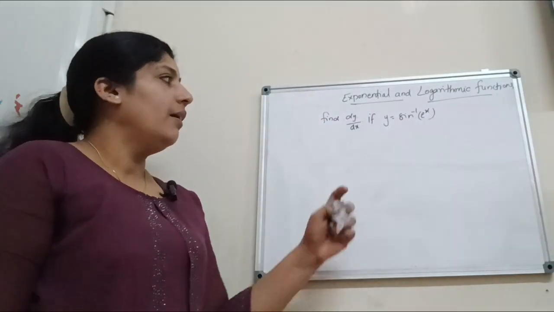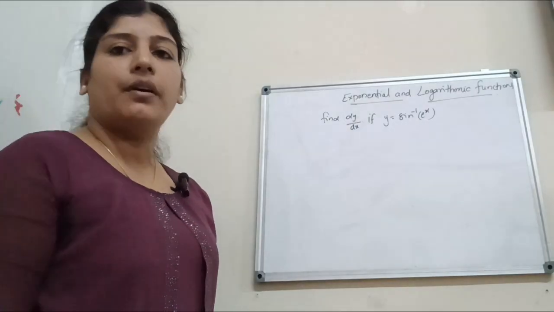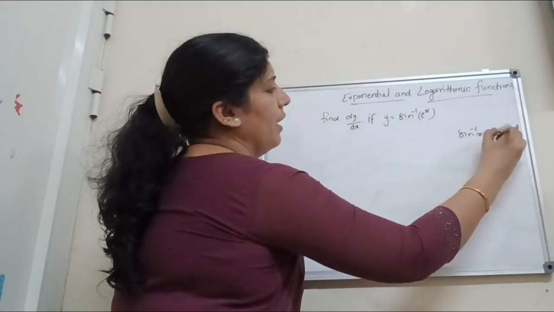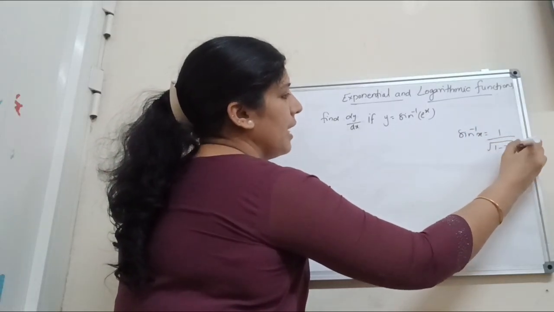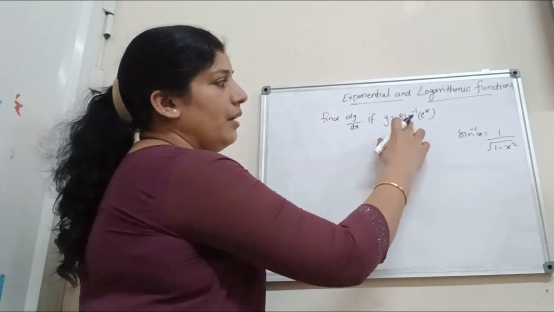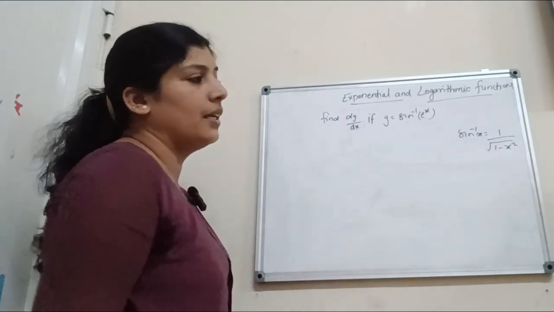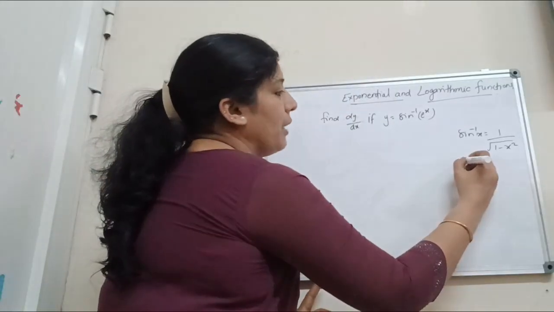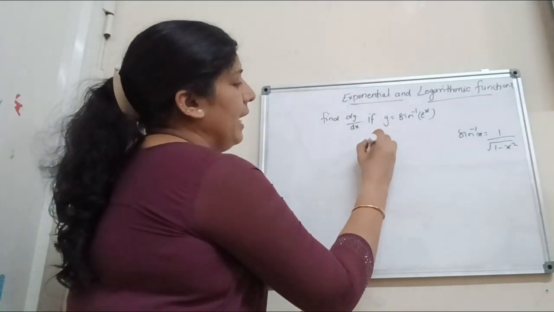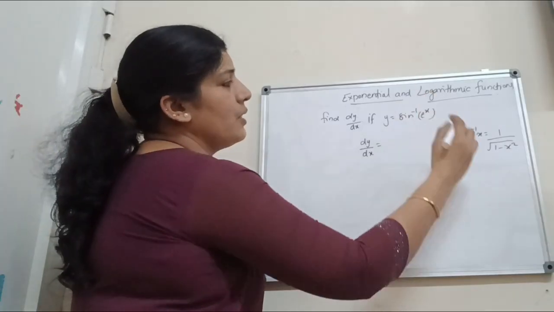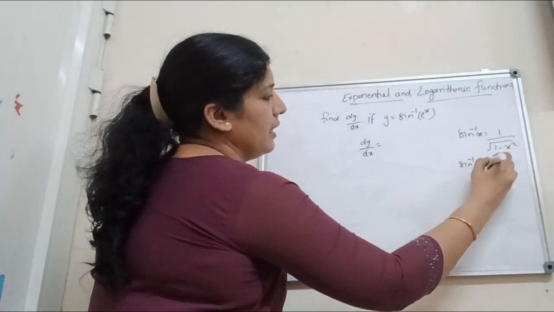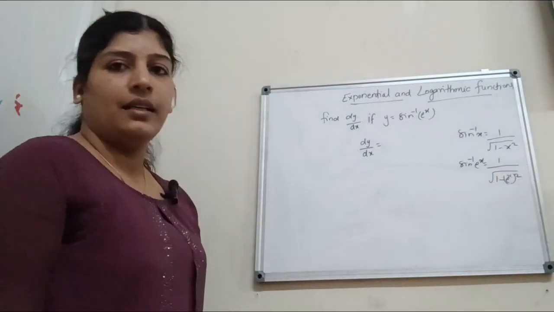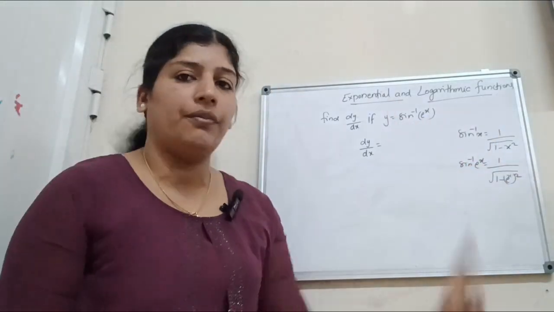Next, consider the question: find dy by dx if y equals sin inverse of e raised to x. Here we know that the derivative of sin inverse of x is 1 by root of 1 minus x square. Here the given question is y equals sin inverse of e raised to x. That is, instead of x, we have e raised to x. That means dy by dx equals 1 by root of 1 minus (e raised to x) whole square, since the derivative of sin inverse of x is 1 by root of 1 minus x square.